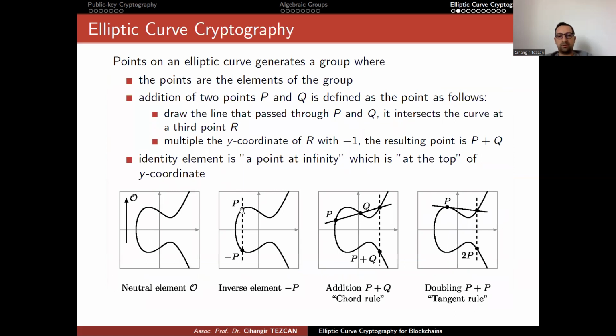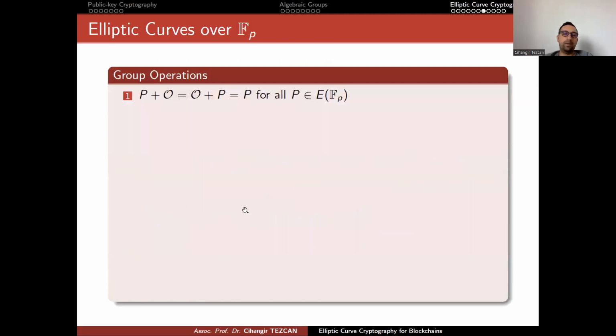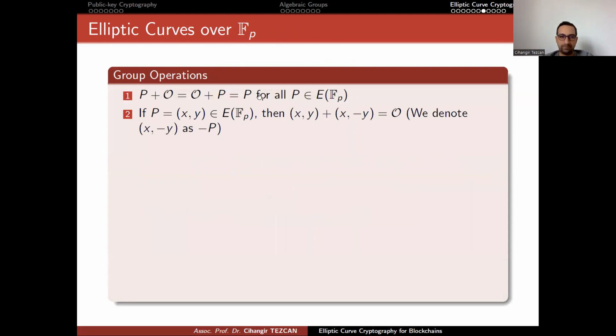Here is your point P. So if you add the identity element at infinity, you draw the line from the infinity to P, so it will intersect at this point. You reflect it with respect to x coordinates, so you end up with the same point. This is why P plus identity element, the point at infinity, gives you the same point.